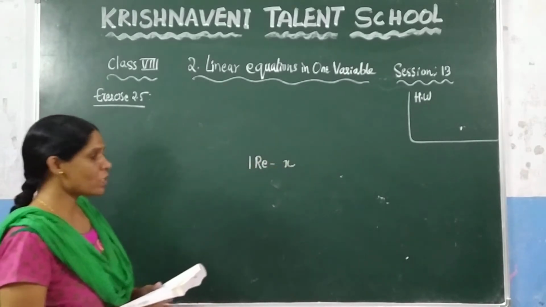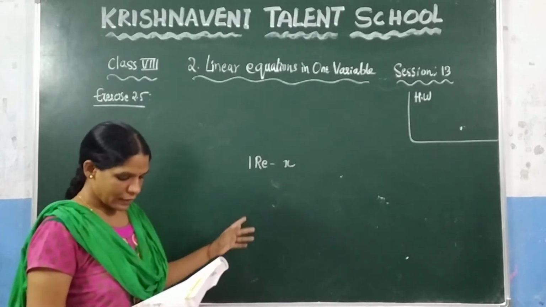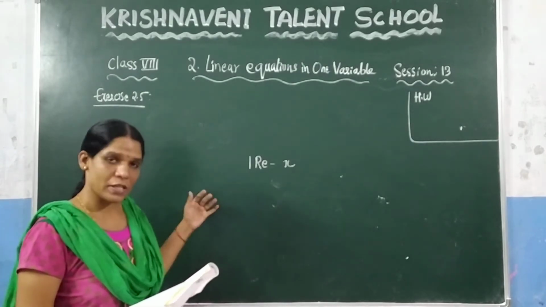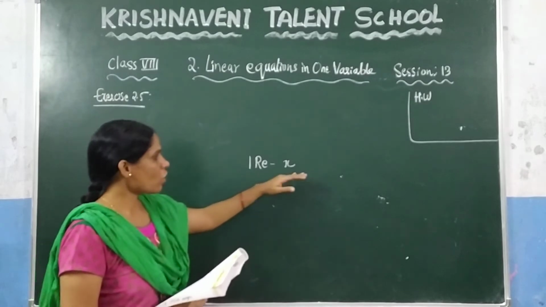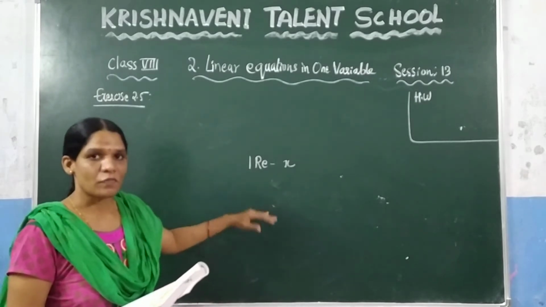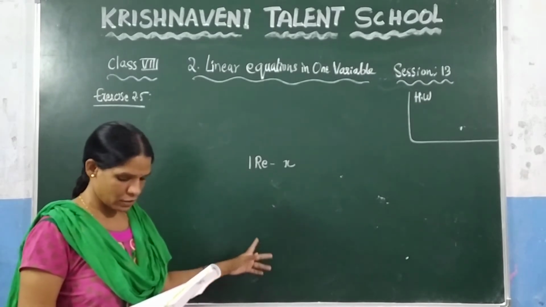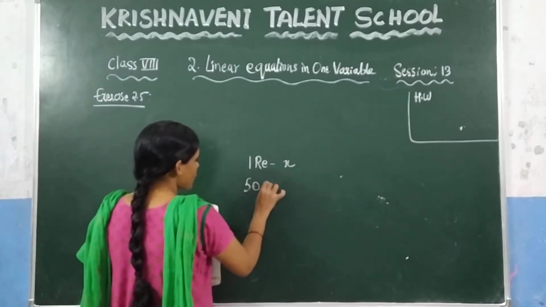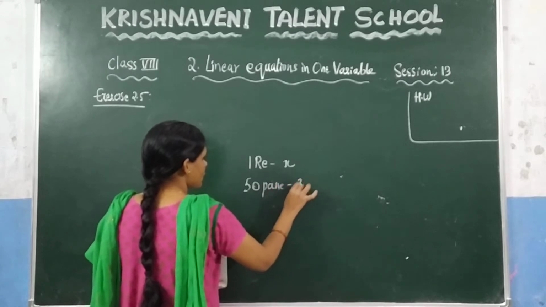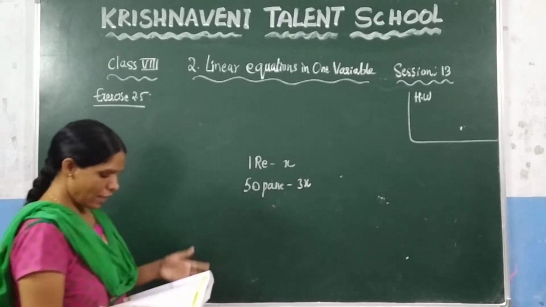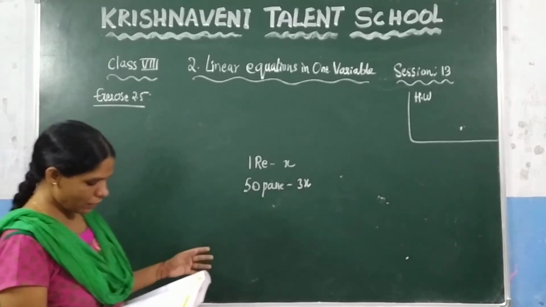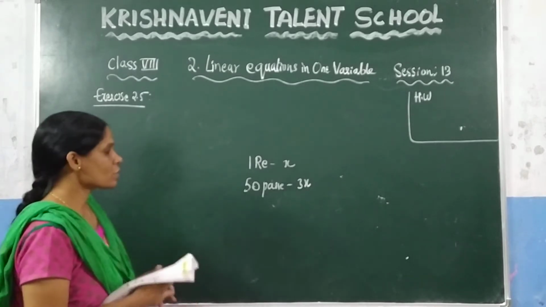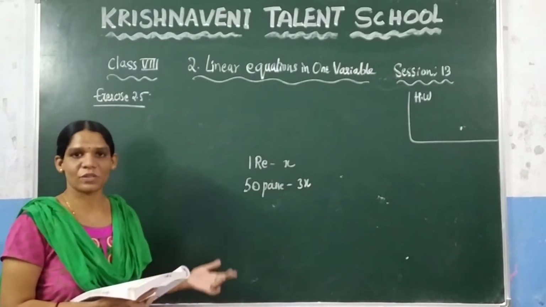But what is the condition given here? It contains 3 times as many 50 paise coins. That means if 1 rupee coins are x, then the 50 paise coins will be 3 times that, that means 3 into x. So the 50 paise coins are 3x. Now they have given the total money, which is 35. So if you add these two values, you have to get 35.